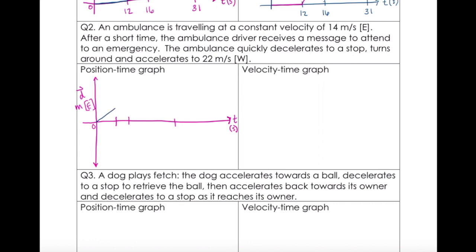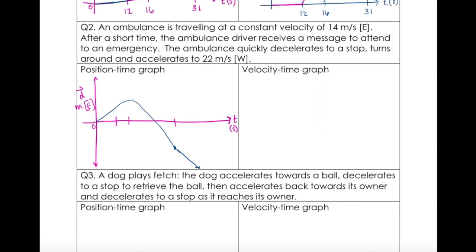Okay, this is when he gets the message, so he's going to slow down until he stops. So that'll be the top of our parabola. And then he's going to speed up until he gets to the 22 meters per second west, and then continue on at that constant speed.